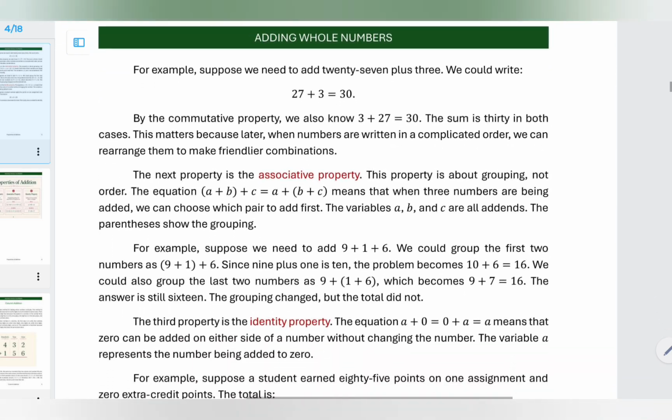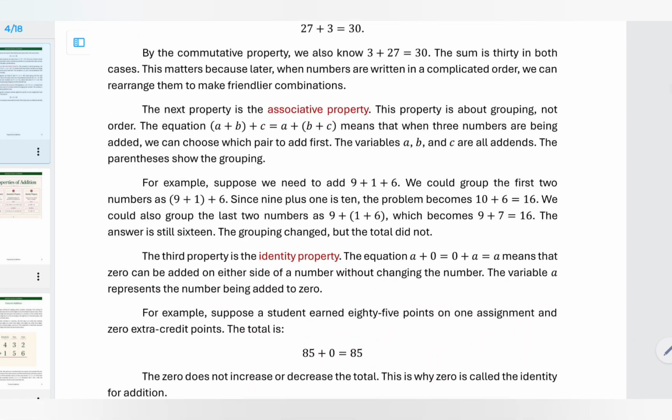For example, suppose we need to add 9 plus 1 plus 6. We could group the first two numbers as (9 + 1) + 6. Since 9 plus 1 is 10, the problem becomes 10 + 6 = 16. We could also group the last two numbers as 9 + (1 + 6), which becomes 9 + 7 = 16. The answer is still 16. The grouping changed, but the total did not.